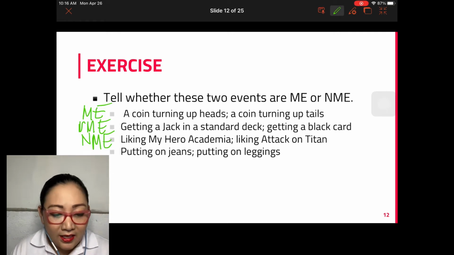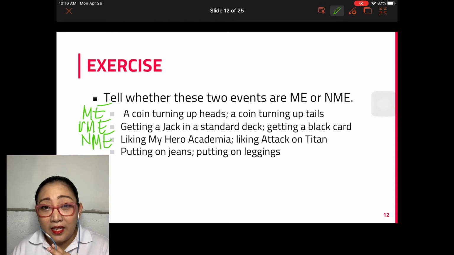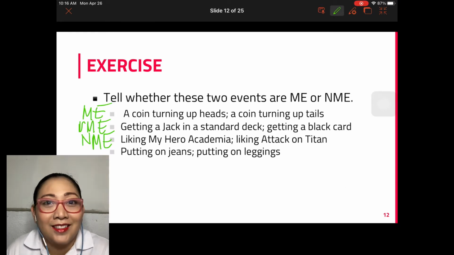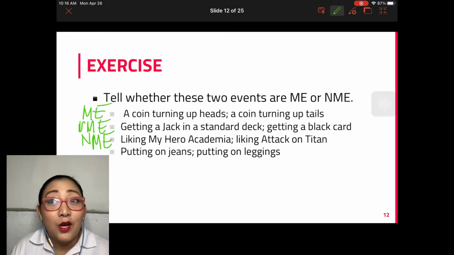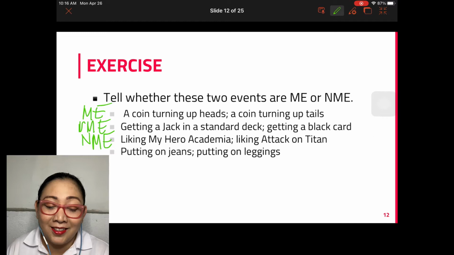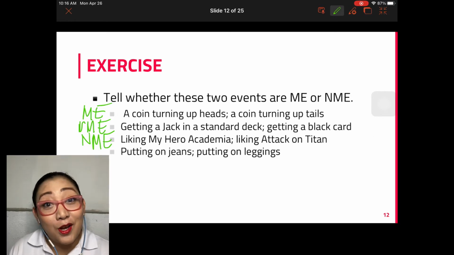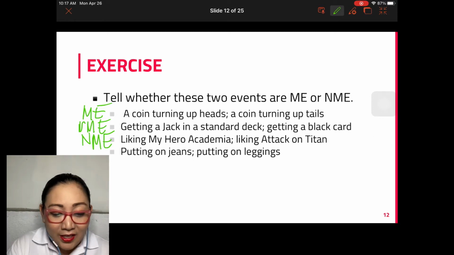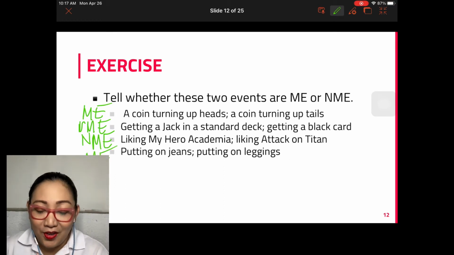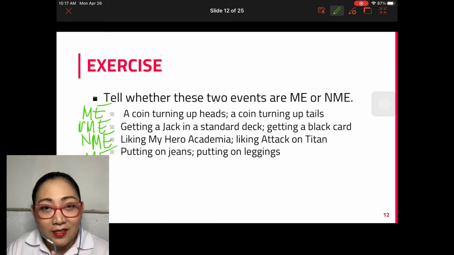And then lastly, putting on jeans and putting on leggings. Now, unless ikaw ay nasa Amerika at malamig, nasa tropical country naman tayo, so good luck wearing these two na magkapatong. Imagine it. So, supposedly in our country, in our situation, these are mutually exclusive events. Okay? Okay. So, sana naging malinaw na at sana nakasagot kayo.